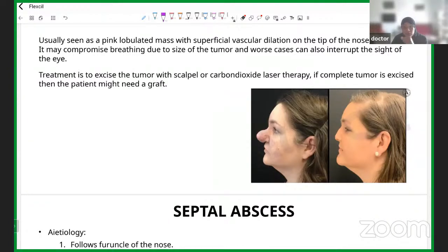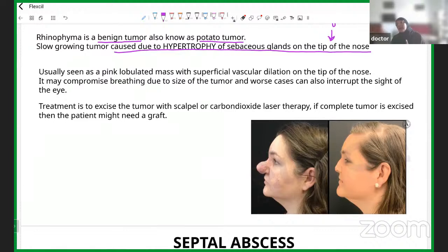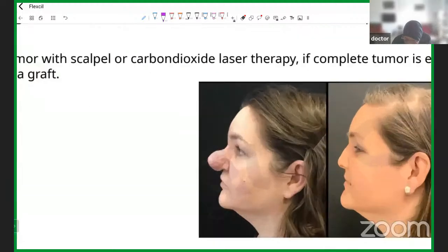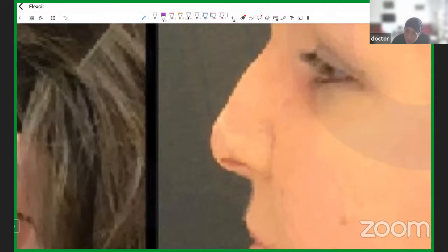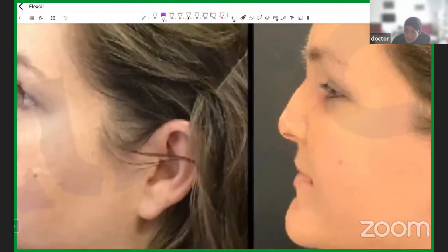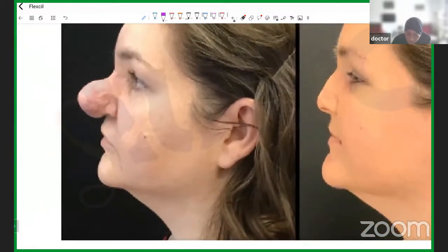This is the condition of rhinophyma. It's a very small 4-mark question that is very commonly asked. You should know what rhinophyma is: it is a hypertrophy of sebaceous glands on the tip of the nose. The most common complication is cosmetic appearance, followed by, if it grows bigger in size, interference with breathing and eyesight. Now, if you can see here, they have chopped off the tumor and applied a graft on the patient's nose, right? So it looks like she never had a tumor before.